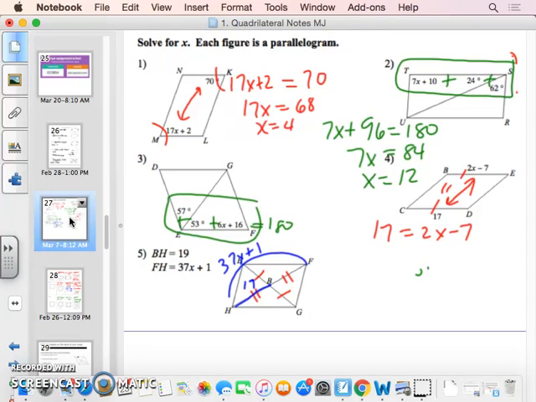Well, if I know this side is 19, then I know this side is also 19, because they bisect each other. So 19 times 2 is 38. So I'm going to set this thing up. 38 equals 37x plus 1. Subtract the 1 out, divide by 37. And in fact, x equals 1. However, if you didn't know the properties of parallelograms, you won't do well on the quiz tomorrow. So definitely make sure you study those and look them over.